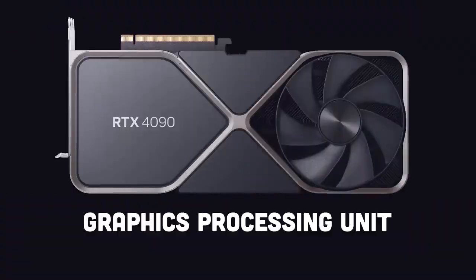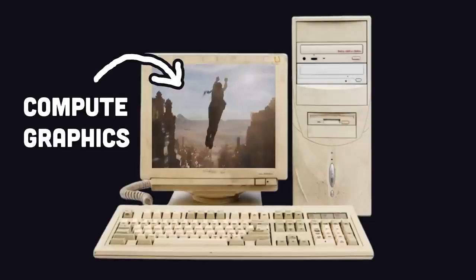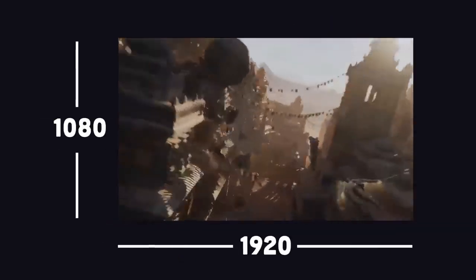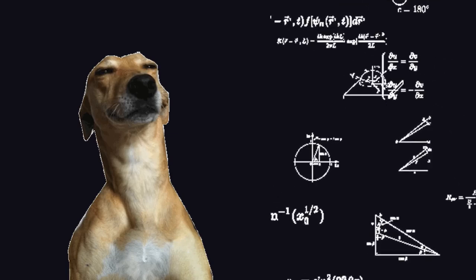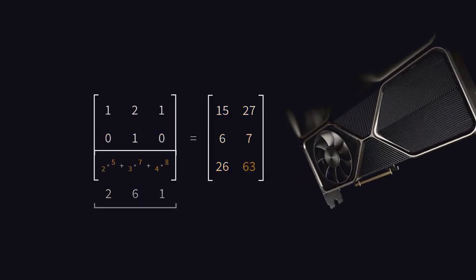The graphics processing unit, or GPU, is historically used for what the name implies, to compute graphics. When you play a game in 1080p at 60 FPS, you've got over 2 million pixels on the screen that may need to be recalculated after every frame, which requires hardware that can do a lot of matrix multiplication and vector transformations in parallel. And I mean a lot.